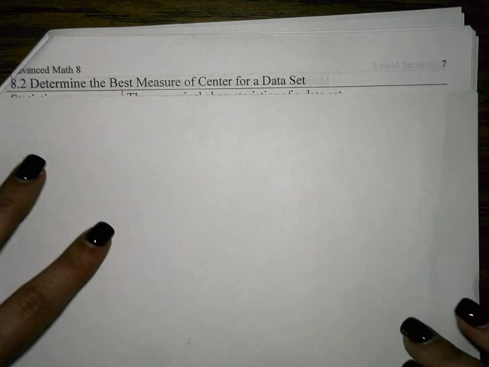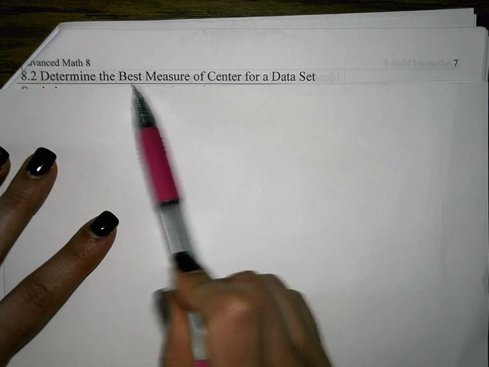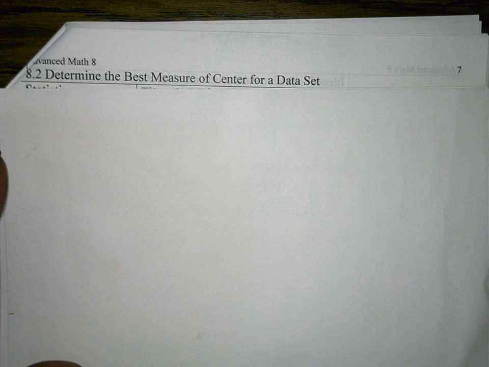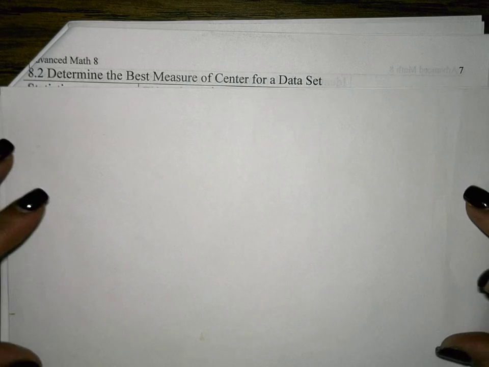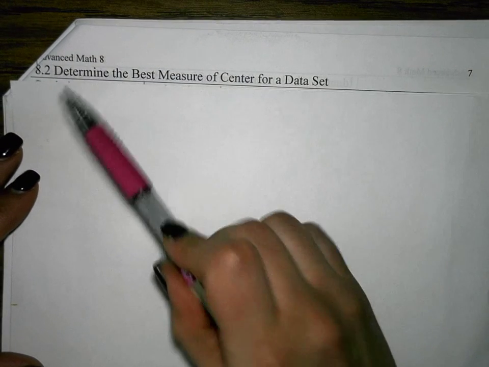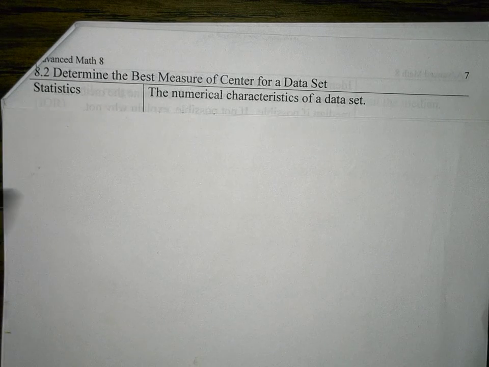Okay, so for 8.2, we are going to be looking at what we call the measure of center, and we're going to be able to determine, after we learn what the measures of center are, which is a better choice for a given data set. So 8.2, we're going to determine the best measure of center for a data set. So let's take some definitions first.